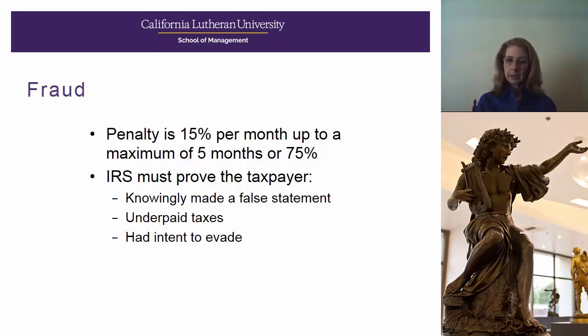Now, fraud is a little bit different. Fraud is intentionally, willingly, knowingly making a false statement. It's underpaying your taxes and having that intent to evade. And if the IRS proves fraud, the penalty is 15% per month, up to a maximum of 5 months, or 75% of that total tax liability.